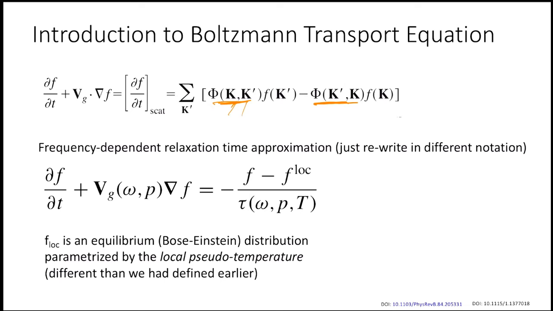So we could just rewrite it in a little bit different notation. It's pretty much the same thing, like df by dt, the group velocity gradient of f. So this scattering part, we could write it as f minus f local. So f local is basically the local temperature.